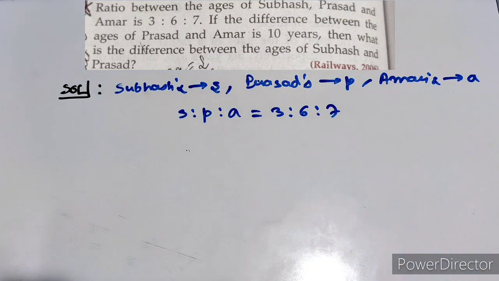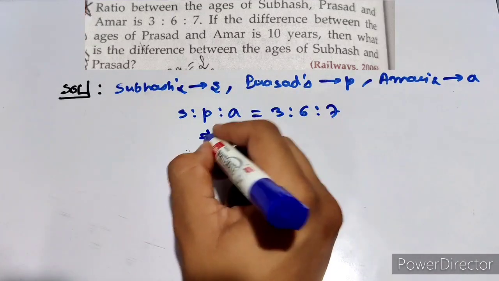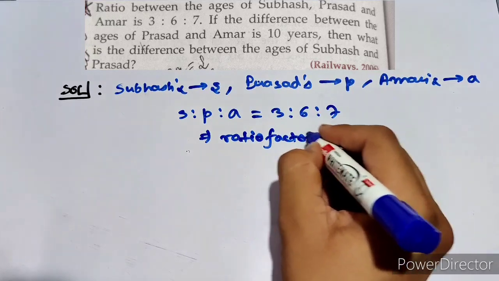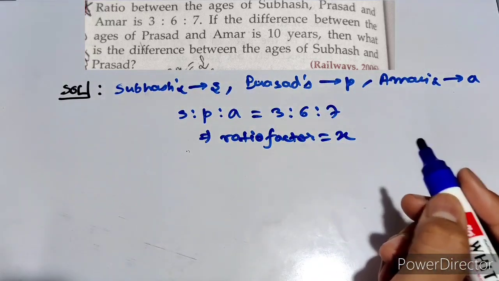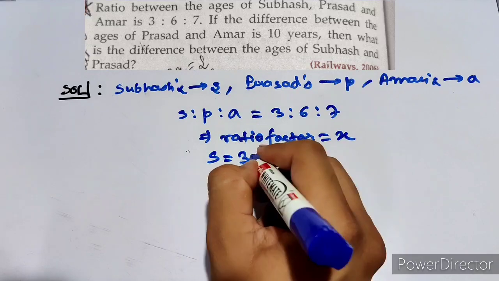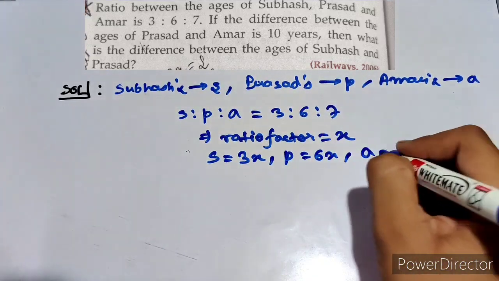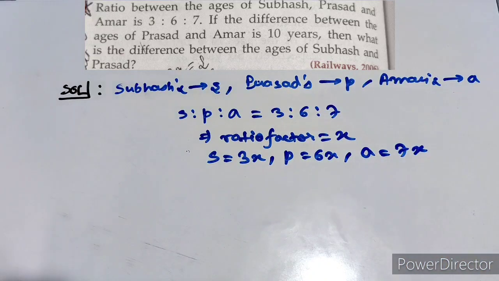So it is always good to take x as the variable when the ratio of 3 things are given. So let us take the ratio factor to be x. So this will make the things easier. Like we can write s equals 3x, p equals 6x, and a equals 7x. This has created a particular link between all the 3 equations. Okay. So now let us read the question further.